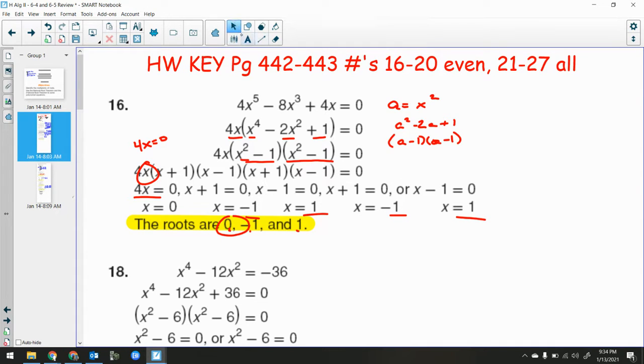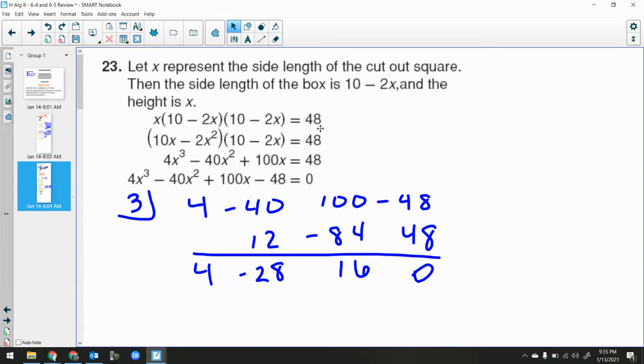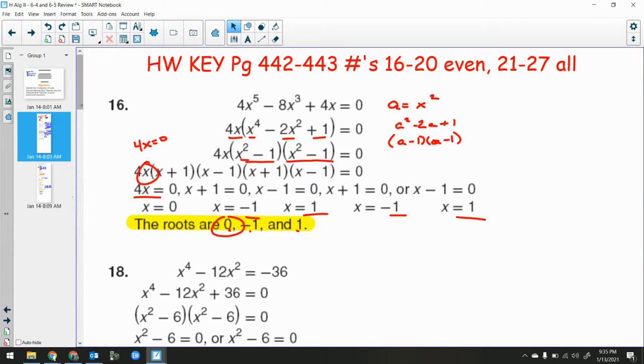Someone asked me, when do you have to state the multiplicities? I will be specific when I want you to state the multiplicities. Okay, I'll be very clear when I want you to state the multiplicities. In this case, I don't think the book asked you to, so you didn't need to.